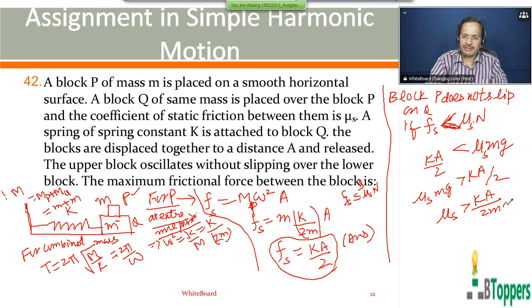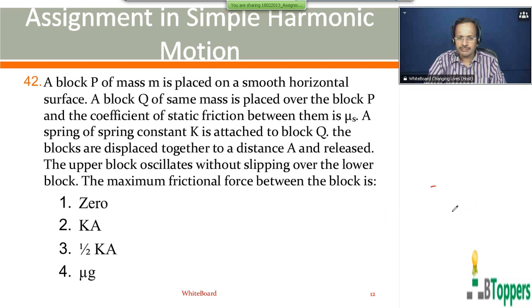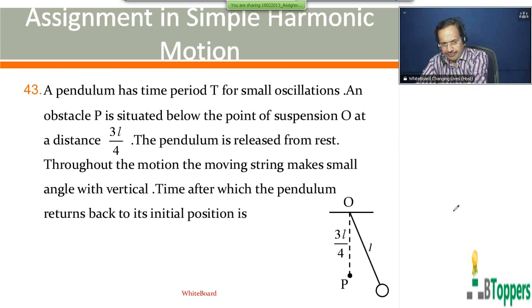And μs should be greater than kA by 2mg. Of course, all this calculation is not needed to answer the given question. But I have done this calculation in case you are asked to find the condition: what should be the coefficient of friction between the two blocks so that block P does not slip on block Q. In that case, this additional working is required. If you want to copy the working, you can pause and copy it. So for question number 42, the third option is the answer.